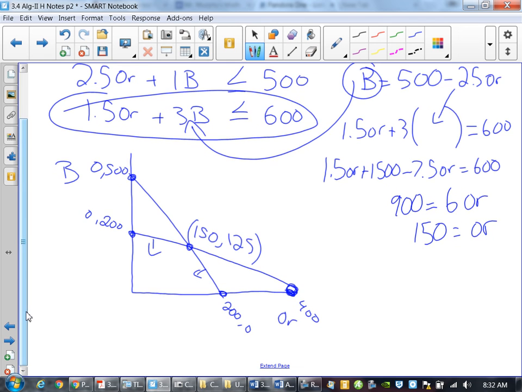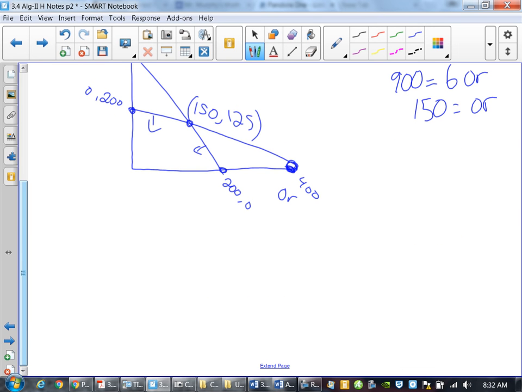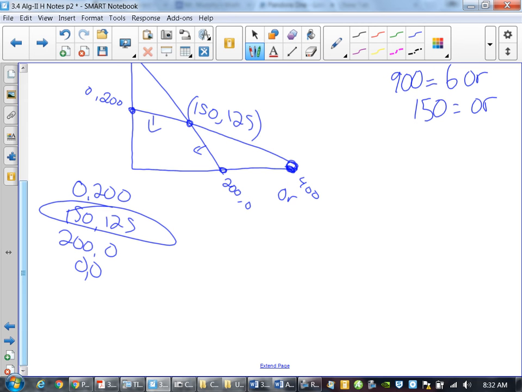So when you go through your test points, you've got your 0, 200, 150, 125, 200, and 0, and obviously 0, 0. When you test them all out, this one is the one that works, but the only thing that they ask you is how many gallons of each should you mix. You just divide those both by 4, and that gives you your final result. Because right now you're in quarts.